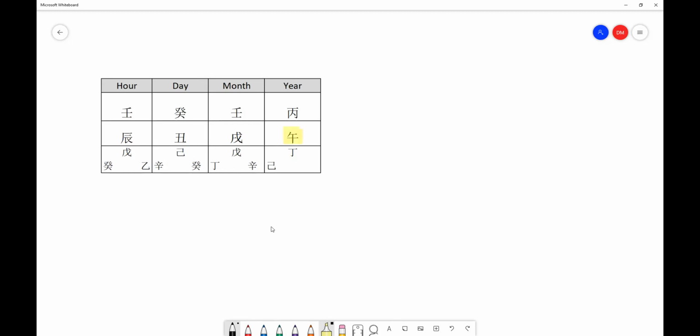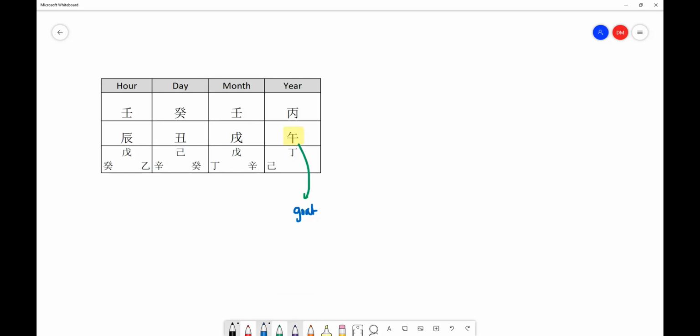Horse wants to combine with what? Goat. Yes, horse wants to combine with the goat.